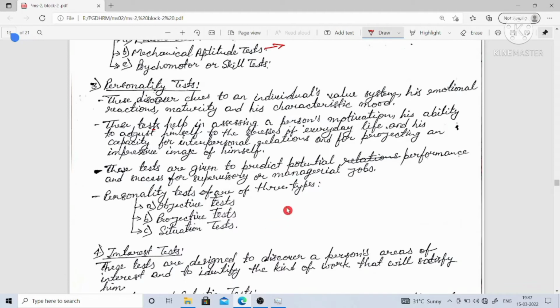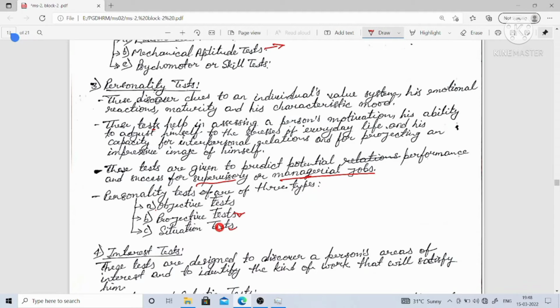Personality tests are of three types. First, the objective test, second, the projective test, and third, the situation test. So what are these tests? In the case of an objective test, people are required to respond to different things objectively. In the case of a projective test, people will have to react to different situations, and in the case of a situation test, people are put into different situations and their behaviors are observed.